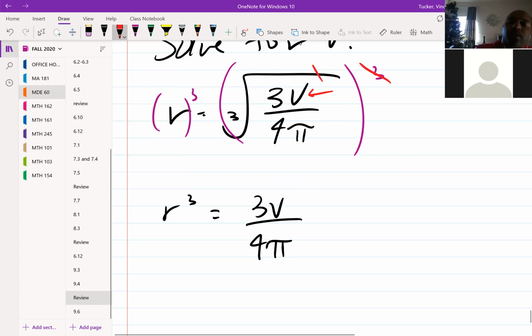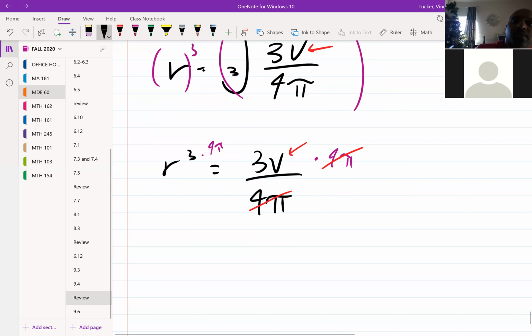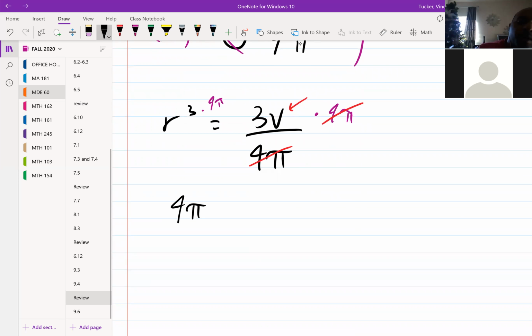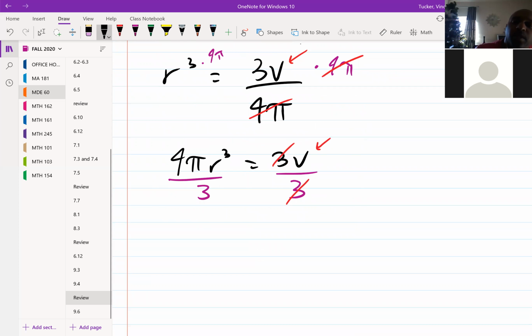Once again, your goal is to get V by itself. So now you multiply both sides by 4 pi. 4 pi cancel. So on the left, you now have 4 pi R cubed equal to 3V. Once again, your goal is to get V by itself. Now to finish it off, we divide both sides by 3. 3's cancel on the right, leaving me with V, and then there's 4 pi R cubed over 3.